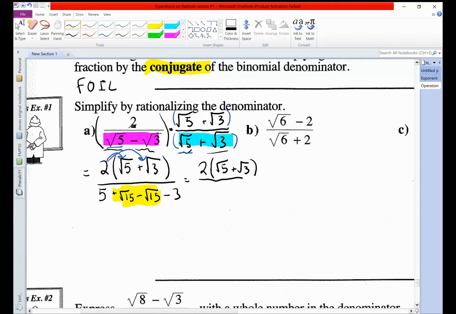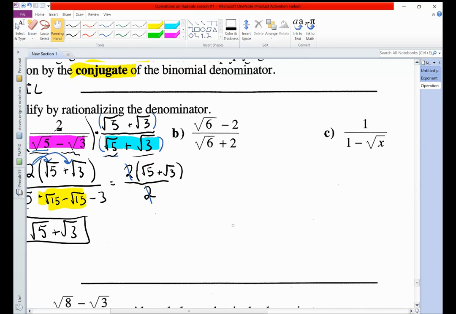Now we have 5 minus 3, and 5 minus 3 gives us 2. So if I have 2 over 2, we know that's going to cancel, and I'm left with root 5 plus root 3, and that's my final answer. I don't have any square roots in the bottom of a fraction, so we're done. That's awesome.